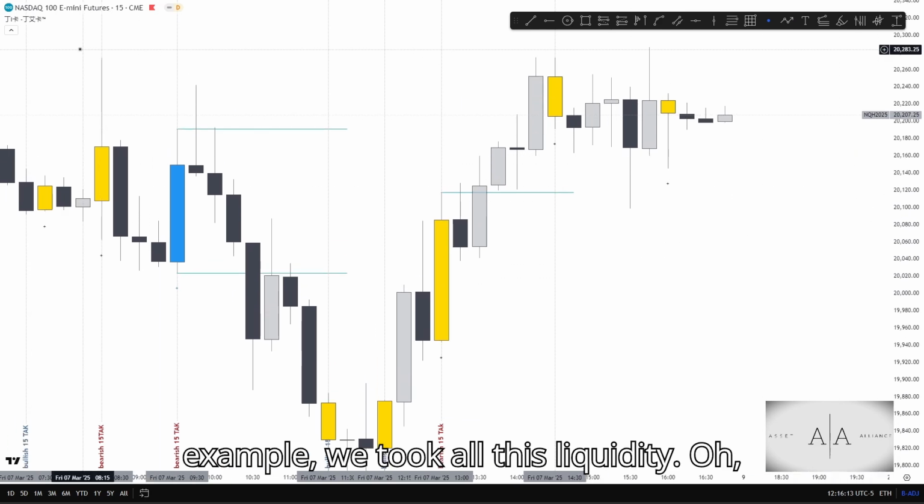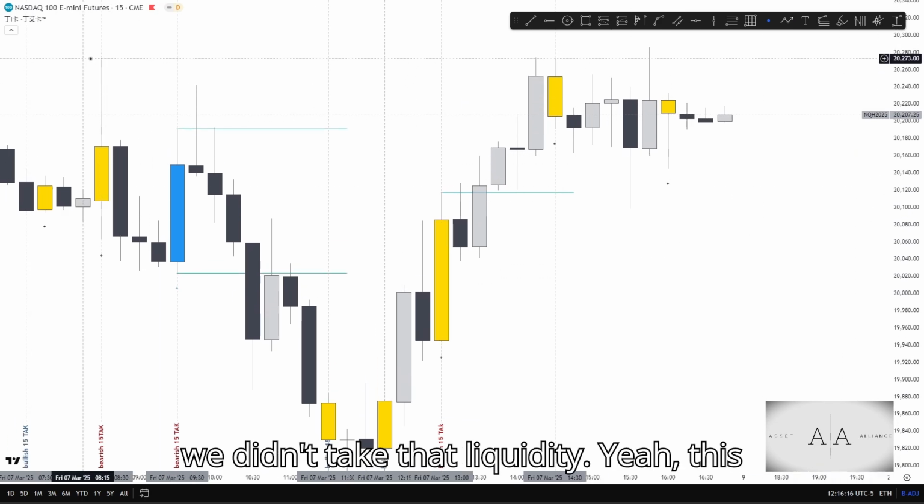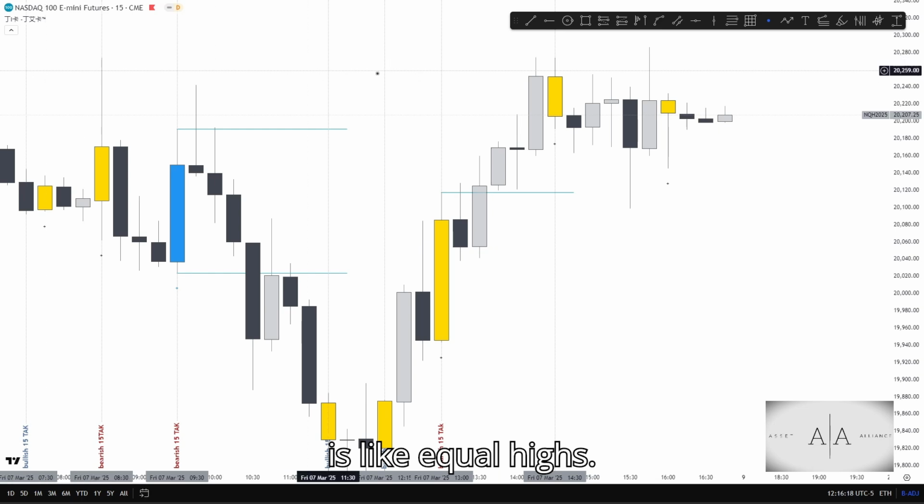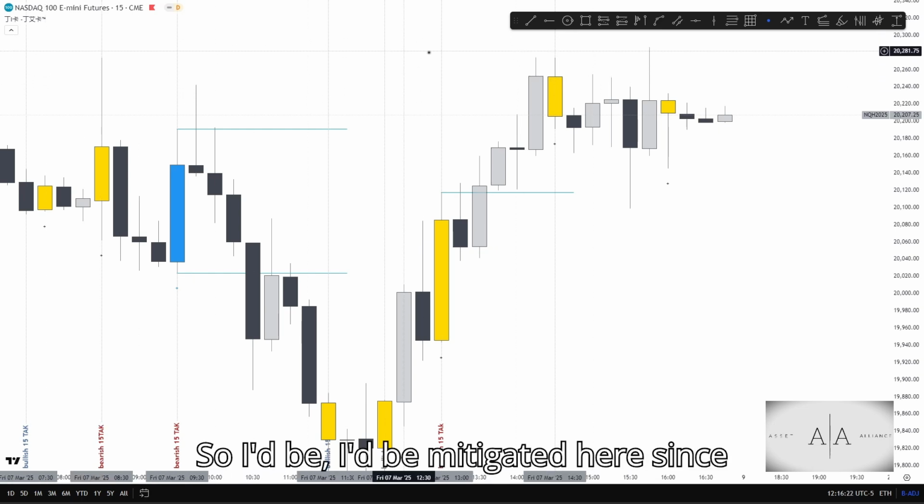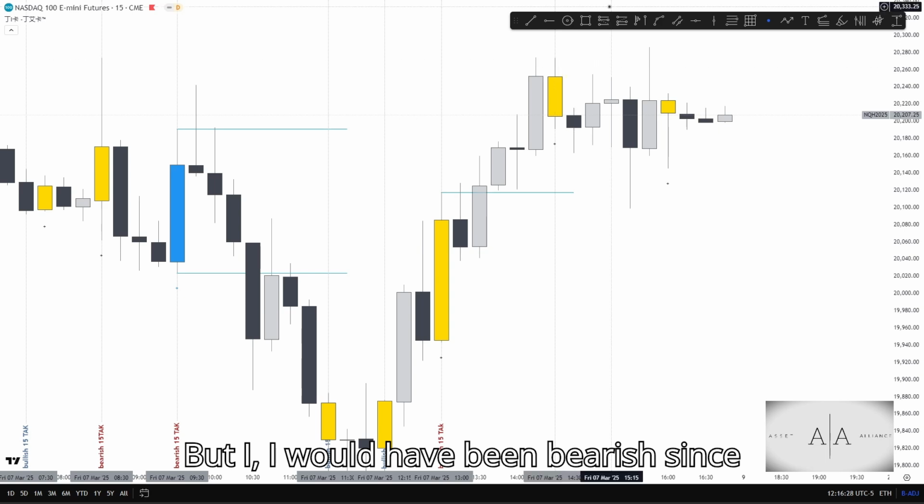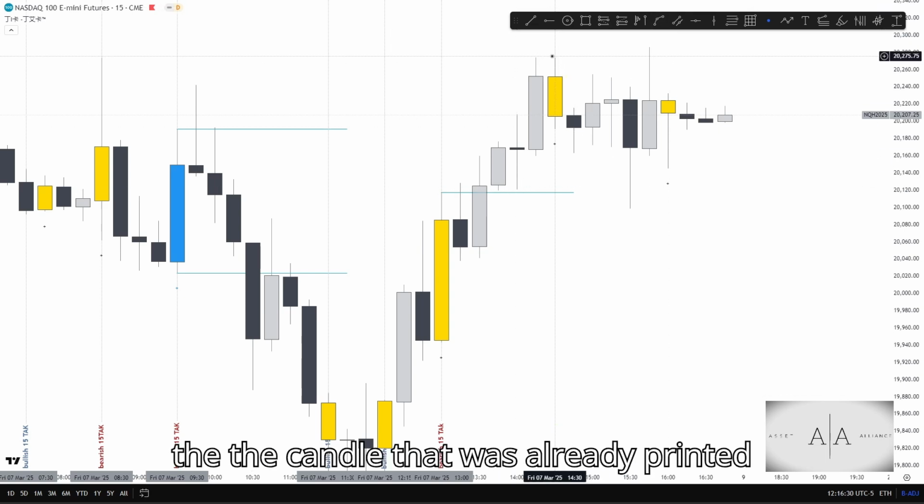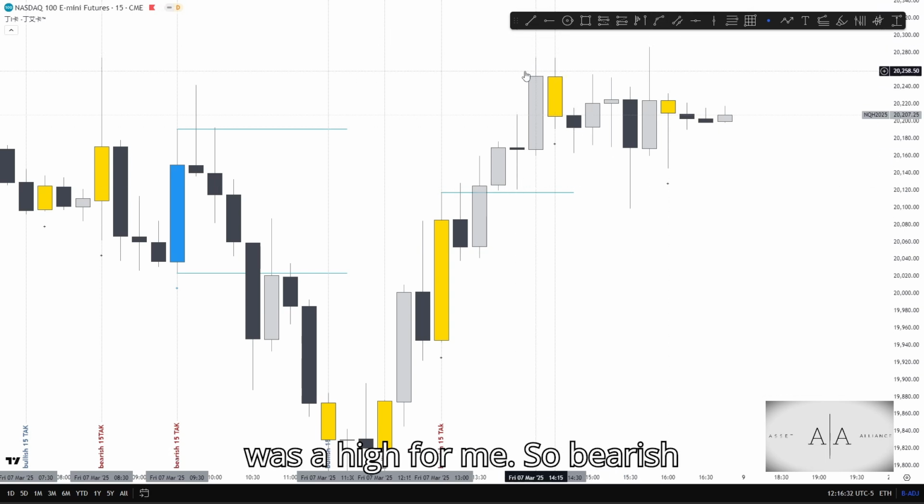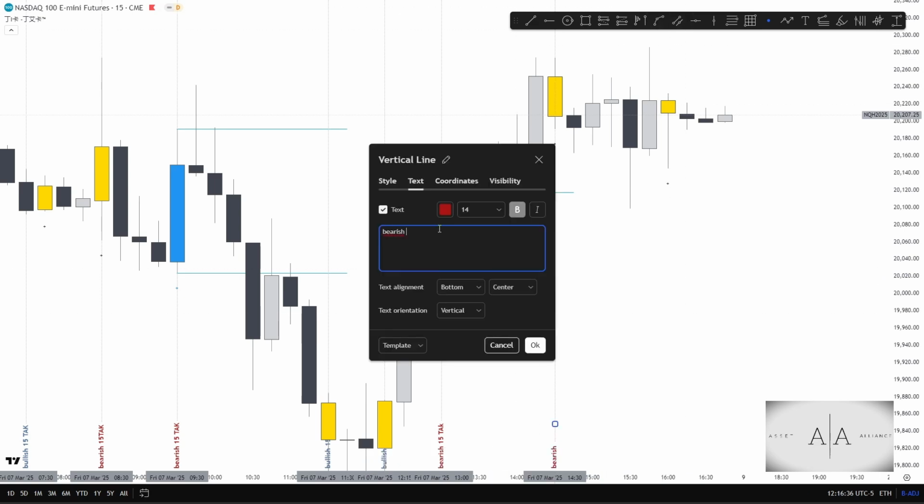In this example, we took all this liquidity. Oh, we didn't take that liquidity. Yeah, this is like equal highs. So I'd be mitigated here since there's liquidity getting created. That's like triple equal highs. But I would have been bearish since the candle that was already printed was a high for me. So bearish 15 tech.